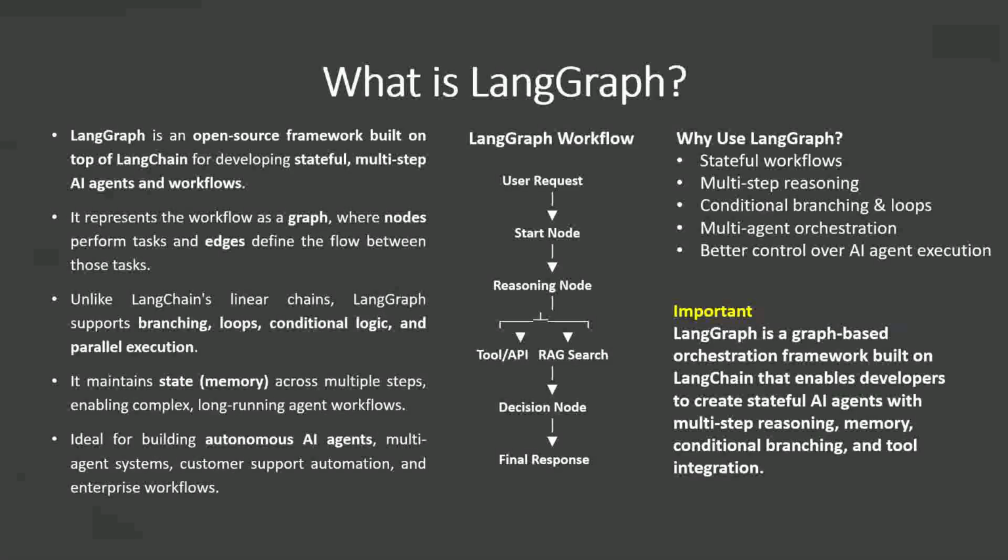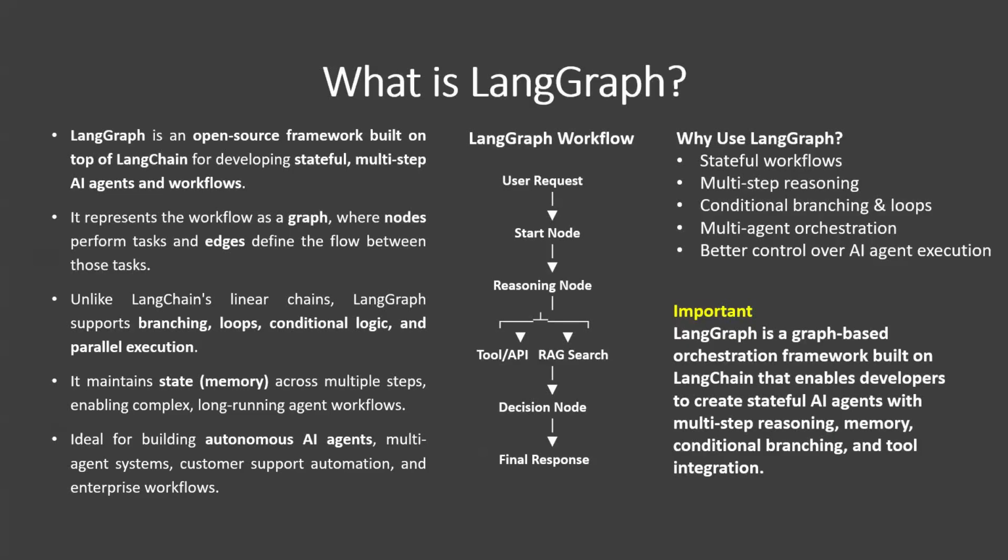What is LangGraph? LangGraph is an open source framework built on top of LangChain for developing stateful, multi-step AI agent workflows. It represents the workflow as a graph where nodes perform the tasks and edges define the flow between those tasks. Unlike LangChain's linear chains, LangGraph supports branching, loops, conditional logic, and parallel execution. It maintains state across multiple steps, enabling complex, long-running agent workflows. It is ideal for building autonomous AI agents, multi-agent systems, customer support automation, and enterprise workflows.